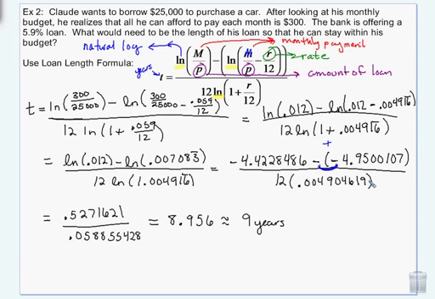Okay, now for reality. Is he going to be able to get this $25,000 car and pay $300 a month for it? No, because they're not going to take it out to 9 years. So he's either going to have to cough up more than $300 a month, or he's going to have to get a cheaper car.